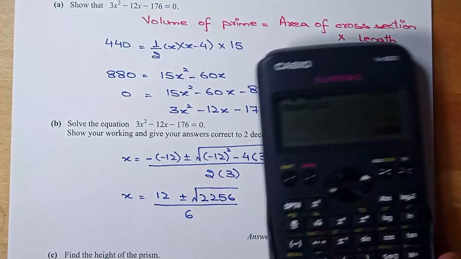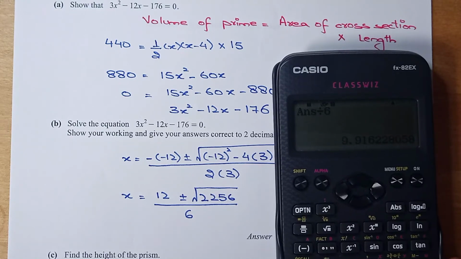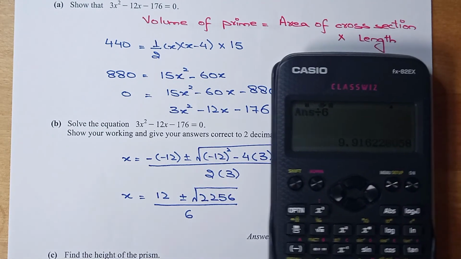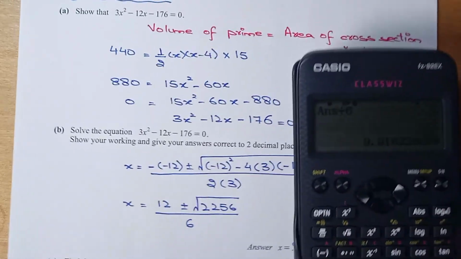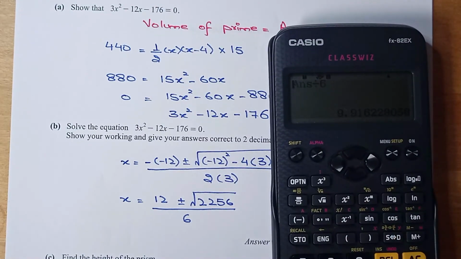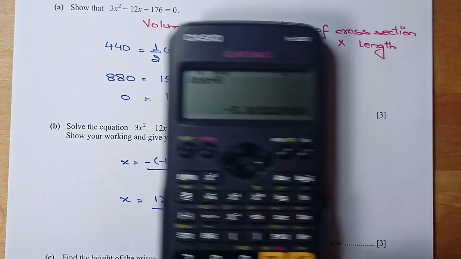Now we will get two x values. So 12 plus square root 2256, and then dividing by 6, 9.916, and corrected to decimal place it would be 9.92, and the other value we will get is 12 minus square root 2256 divided by 6 is minus 5.916, so minus 5.92.